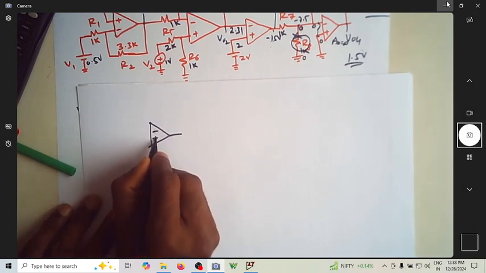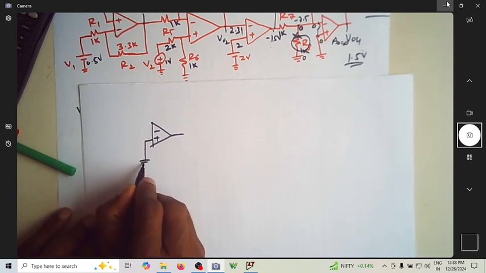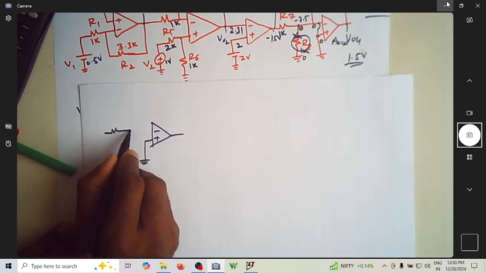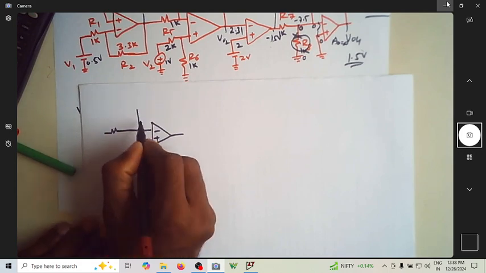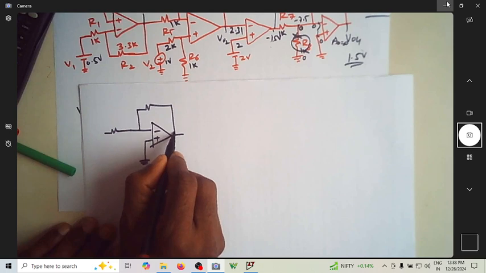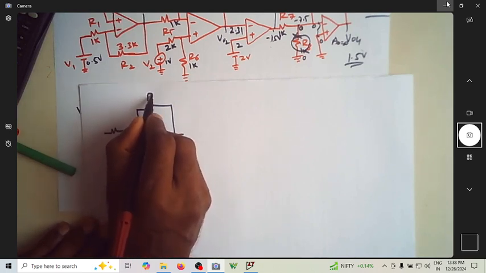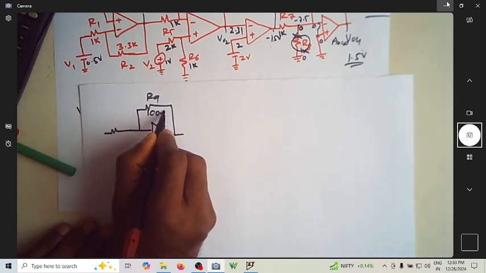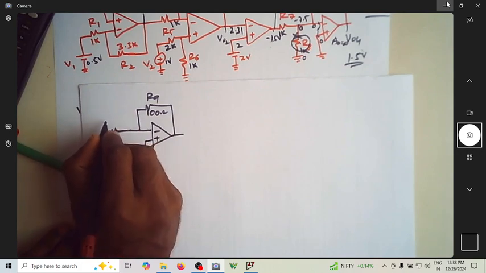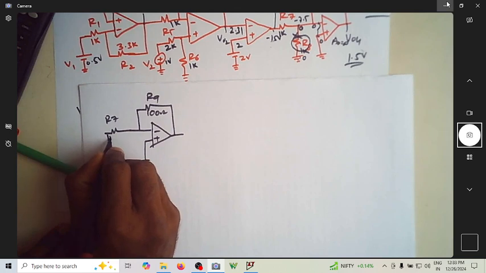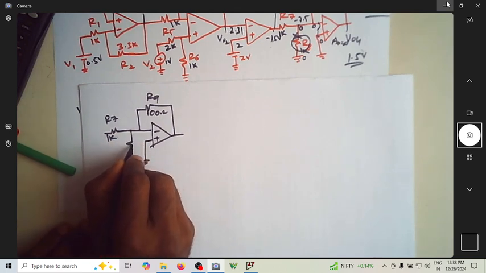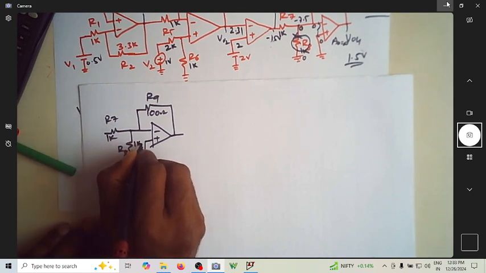This is minus plus. I will ground this. So this is now the value. This is what I'll get. This is now R9. This is 100 ohm. So this is R7, 1 kilo ohm, and this is R8, I named it as. So this is also assumed to be 1k.